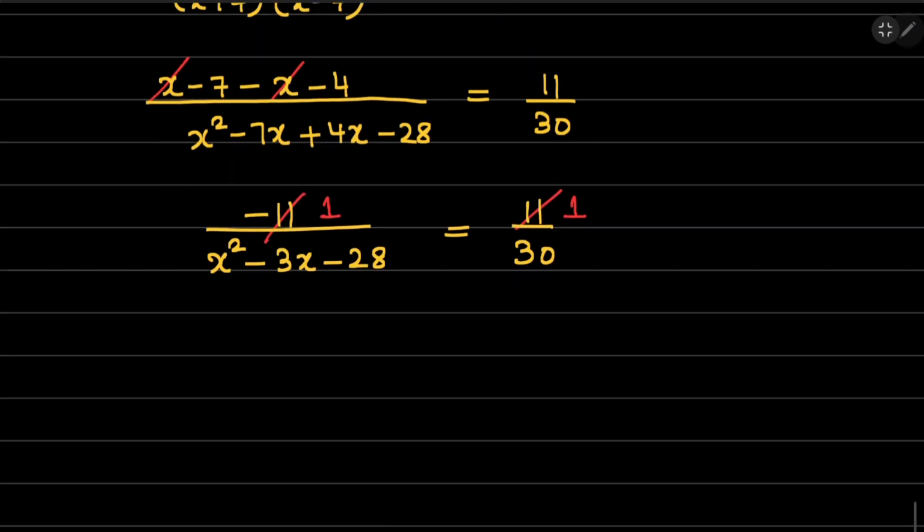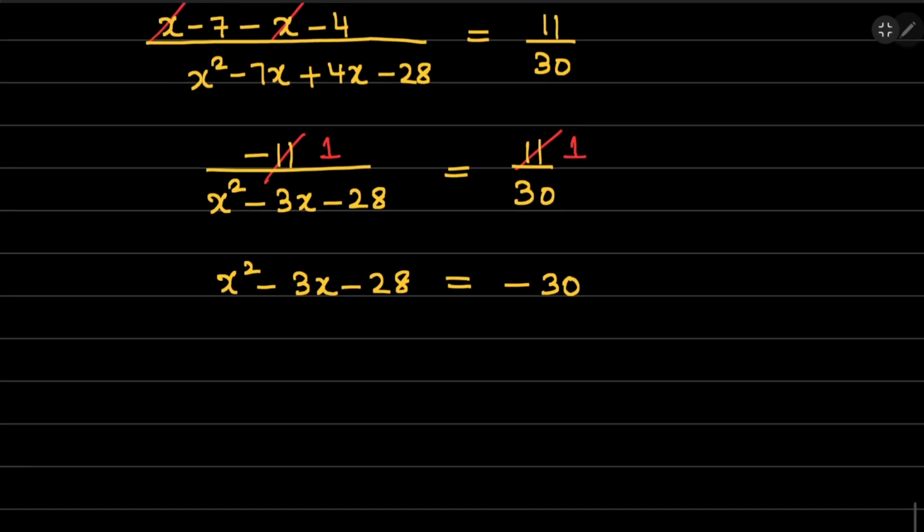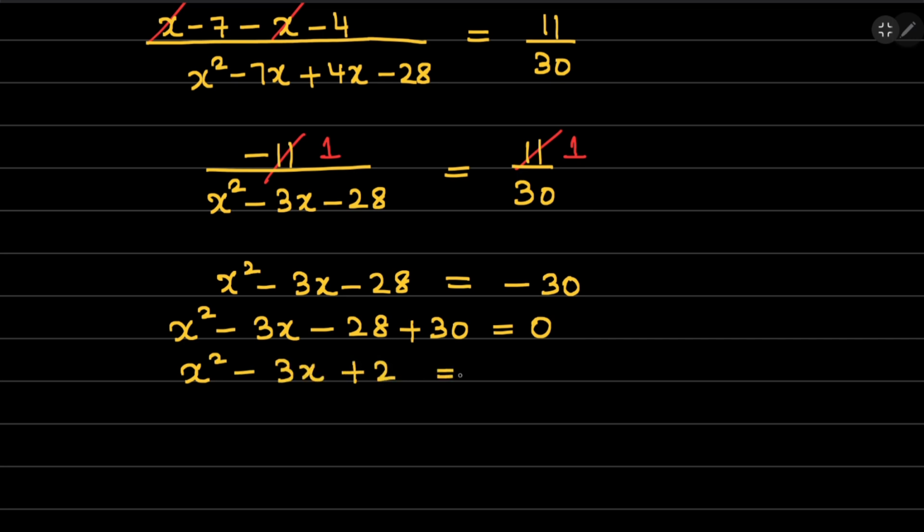Now when you cross multiply, what do you have? X square minus 3x minus 28 is equal to minus 30. You already have a minus 1, so this is minus 30. Be very, very careful. Take it all to one side. You have x square minus 3x minus 28. Minus 30 will go to the LHS. It will become plus 30 equal to 0. So what do you have? X square minus 3x plus 2 equal to 0.